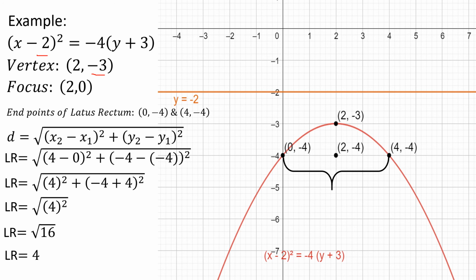Okay, so from point (0, negative 4) until (4, negative 4), the distance is 4. We disregard the negative sign since we are referring to a distance. So same answer also. Okay, so I hope you understand the latus rectum in our equation of the parabola.